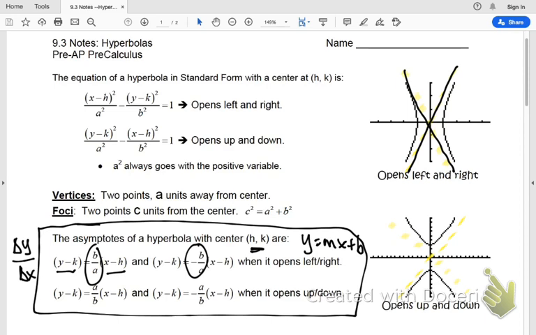If you've got a hyperbola that opens left or right, like up here in your equation, the b value is underneath the y and the a value is underneath the x. And that's why we have b over a in our equation. If you've got a hyperbola that opens up or down, up here in your equation, the a value is underneath the y and the b value is underneath the x, and that's why our slope is a over b. And then remember, you've got to do a positive and a negative. All right, let's do an example of these. So I think that'll help us.